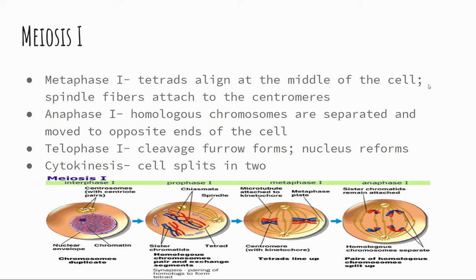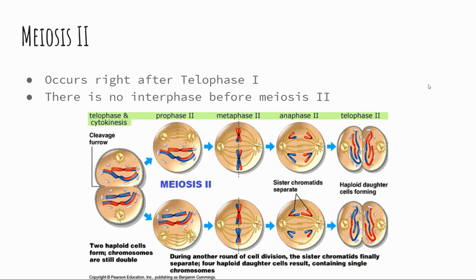Now remember, we don't go into interphase. We go from telophase 1, as the cell splits for cytokinesis, right back into prophase 2. Meiosis 2 is going to occur right after telophase 1. So there's no interphase before meiosis 2.